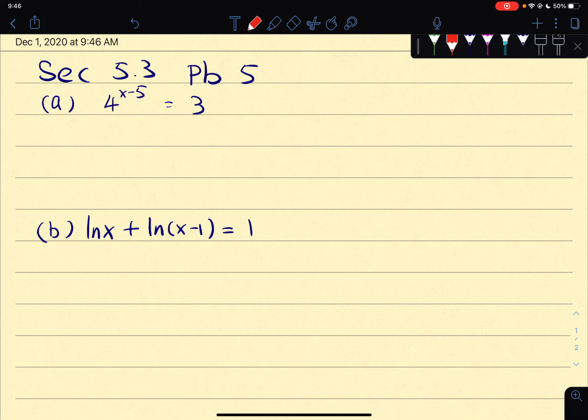So for problem number 5 in section 5.3, there are two problems. I want to go over the second one, but let's discuss the first part. This is a single exponential structure you have here, and what we are looking for is the exponent.